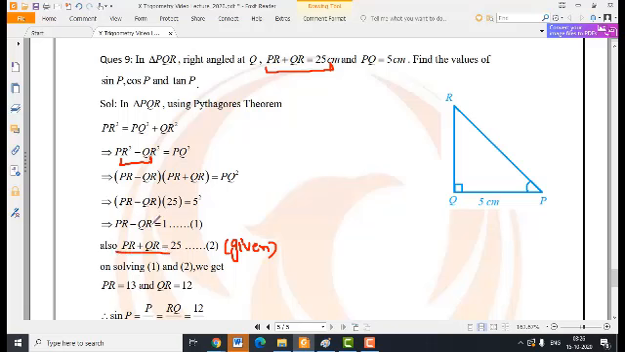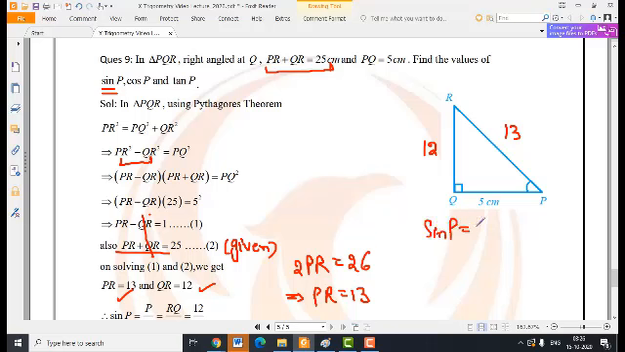In fact, I can add these two expressions and get 2 times PR equals 26, so PR equals 13 centimeters. Similarly, if I put the value of PR in one of the equations 1 or 2, I can find the value of QR equals 12 centimeters. So once I have the value of PR, which is 13, and QR, which is 12, I can find the value of sin P. What is sin P? Let us find its value.